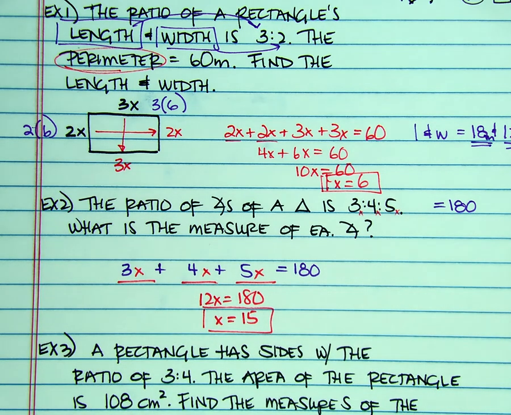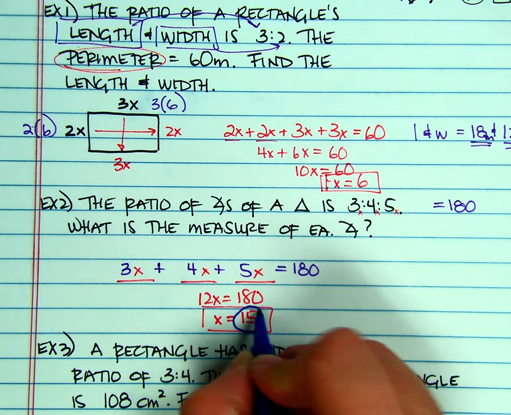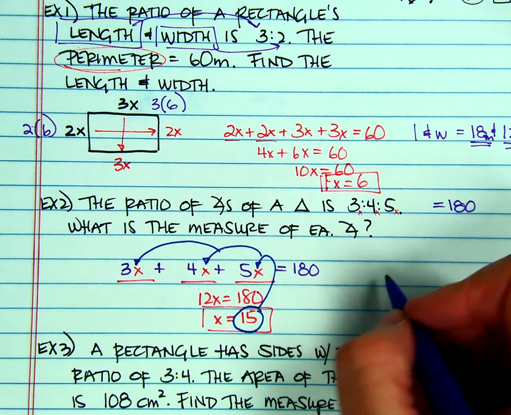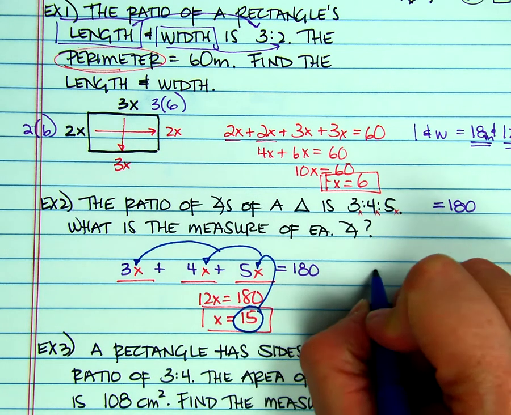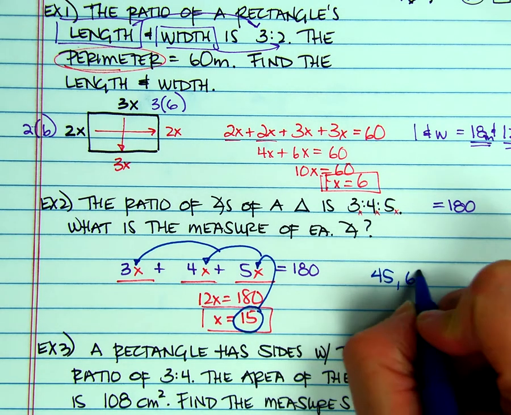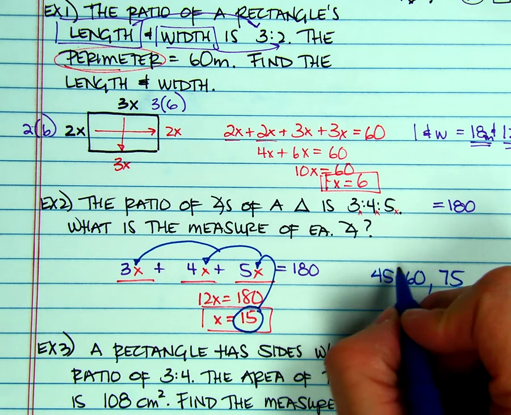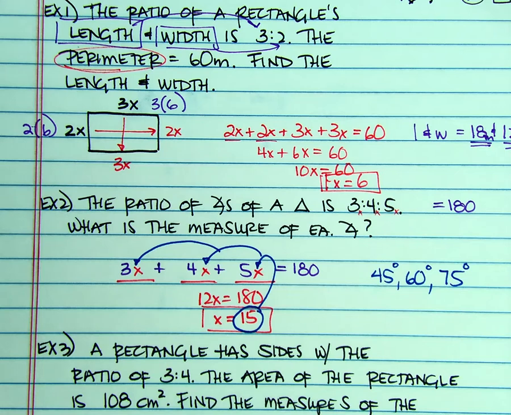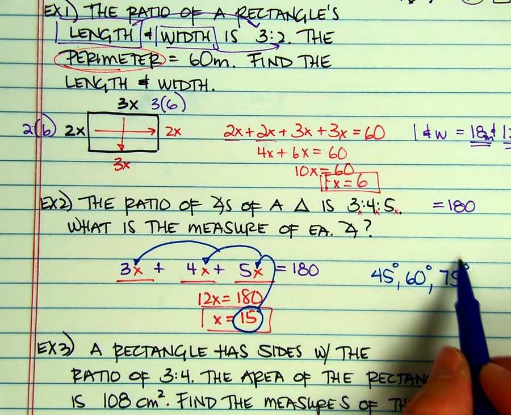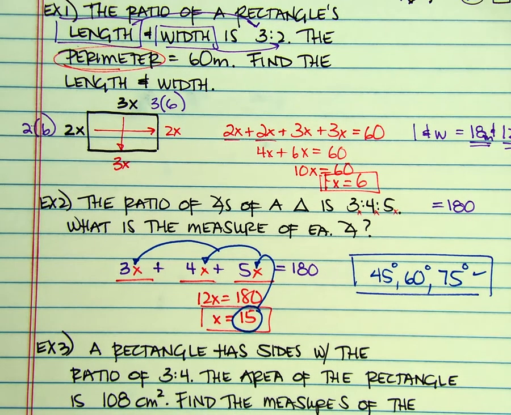So let's look at the question. What is the measure of each angle? So I have to put the 15 in for x in each one of those. So I have 3 times 15 gives me a 45 degree angle. 4 times 15 gives me a 60 degree angle. And 5 times 15 gives me a 75 degree angle. These better add up to 180. So I get 105 plus 75 does give me 180. So our answer is reasonable.